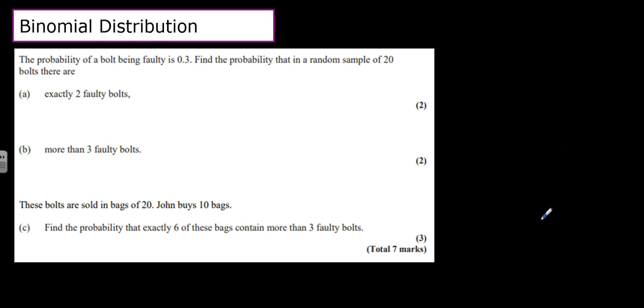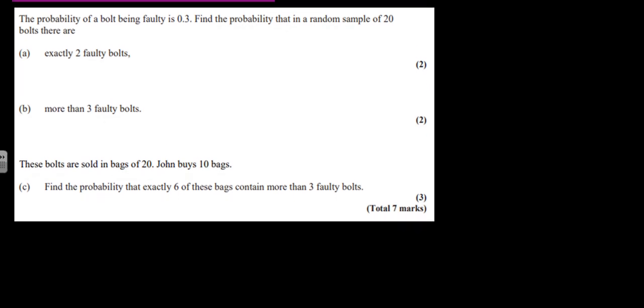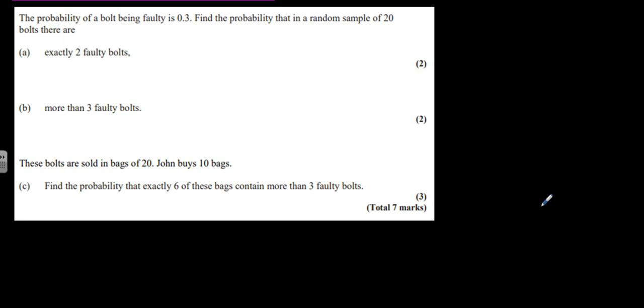Okay, so we have the last of our lessons on the binomial distribution, and here we're just going to have a look at what to expect in an exam situation. So this question is about the probability of a bolt being faulty. We're given that the probability is 0.3, and we're told that there's a random sample of 20 bolts. We're then asked to work out these two probabilities.